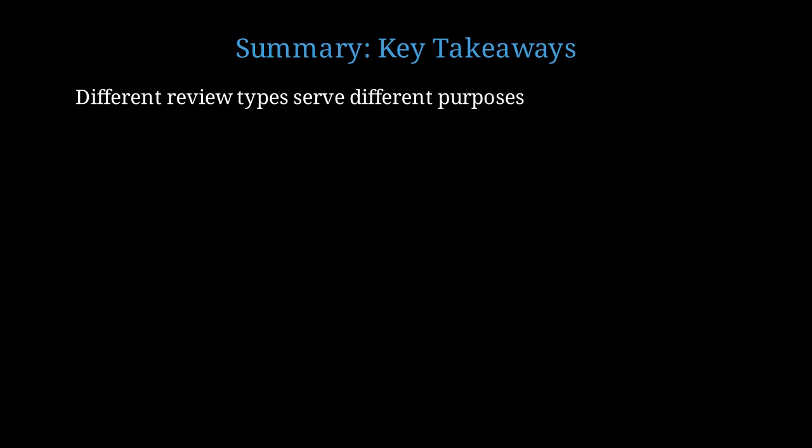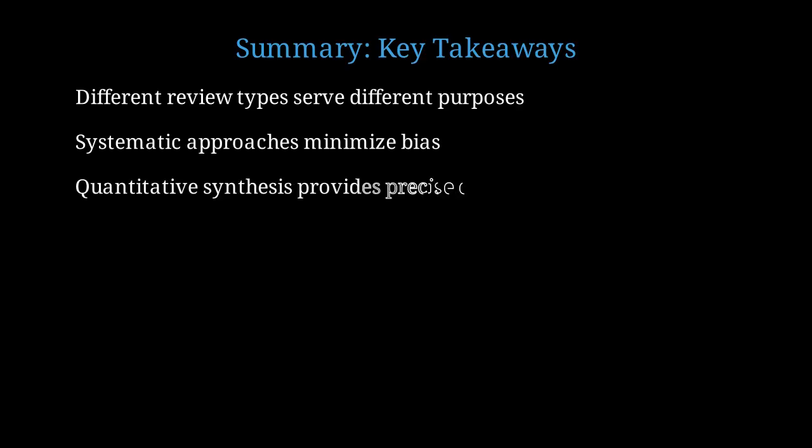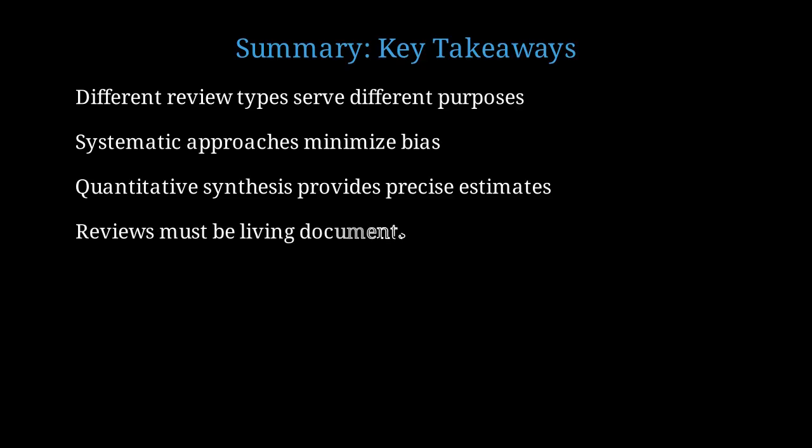Let me summarize the key takeaways from this comprehensive guide. First, understand that different review types serve different purposes. Choose the right type for your question. Second, systematic approaches with transparent methods minimize bias and increase credibility. Third, quantitative synthesis through meta-analysis provides more precise estimates than individual studies. Fourth, the best reviews acknowledge limitations and suggest specific future research directions. Finally, rigorous reviews translate directly into improved policies, practices, and patient outcomes.